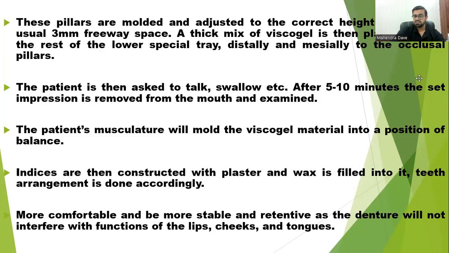Indices are then constructed with plaster and wax is filled into them. The teeth are arranged according to the wax rim, which is fabricated according to the new indices. The result is a more comfortable, more stable and retentive denture that will not interfere with the function of the lips, cheeks, and tongue. So this neutral zone technique records the zone which is in equilibrium with the forces of the lip muscle, the cheek muscle, and the tongue.